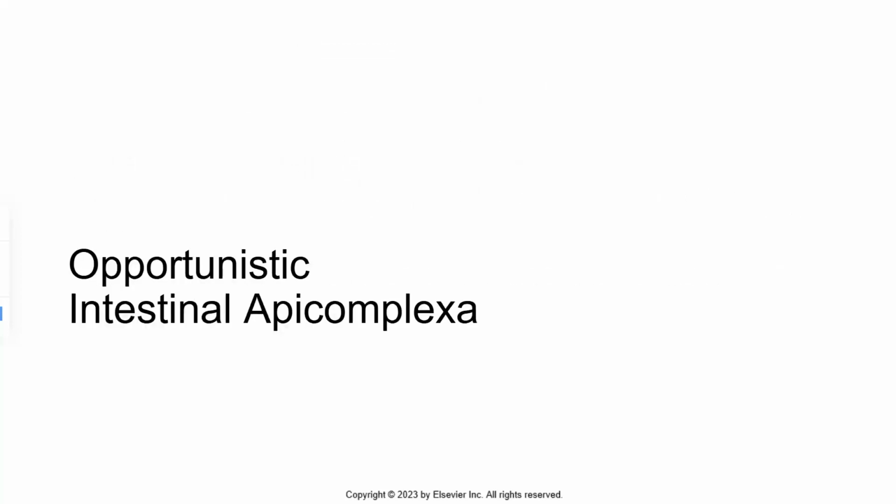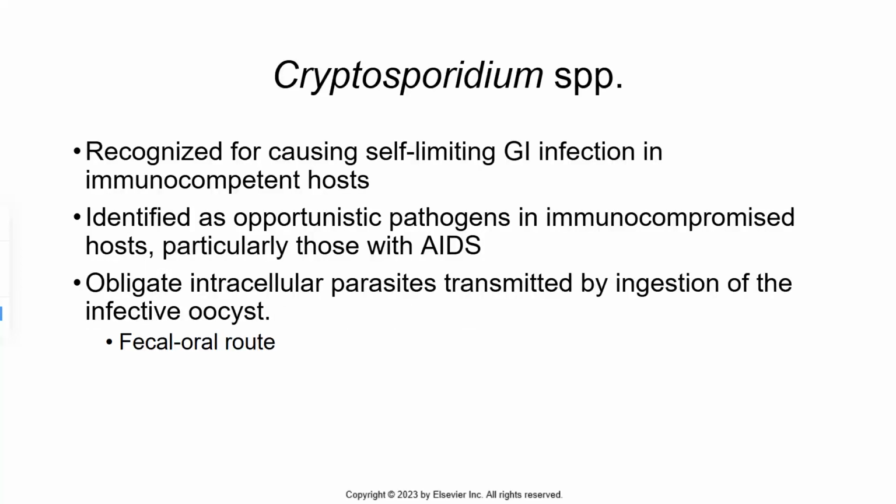And now we're going to switch gears to the opportunistic intestinal apicomplexa. Cryptosporidium. Cryptosporidium is recognized for causing self-limiting GI infection in immunocompetent hosts. One of the major issues with Cryptosporidium, and you may have heard of it before, is that it doesn't really cause a lot of symptoms in people with a fully functional immune system, those immunocompetent people, but it can cause pretty serious and life-threatening infections in the immunocompromised, the ones with decreased immune system function.